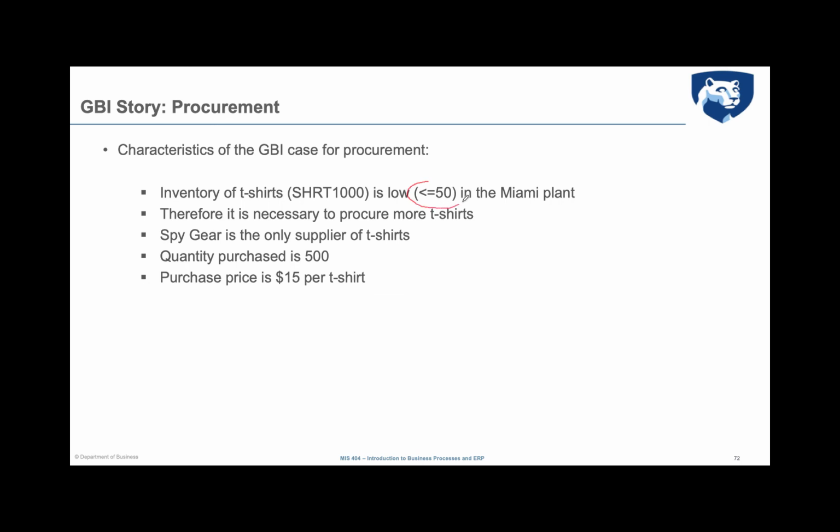When the inventory is low, so it reaches 50 units, you need to reorder. That's the reorder point for shirt. And whenever it's time to reorder, you reorder 500, and this is probably the economic order quantity of shirt. How much does the supplier price the shirt? $15 per shirt. So that's the scenario.